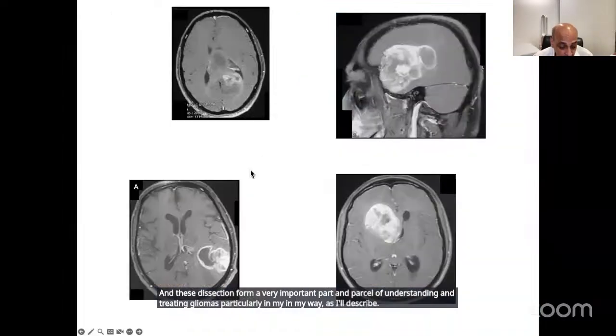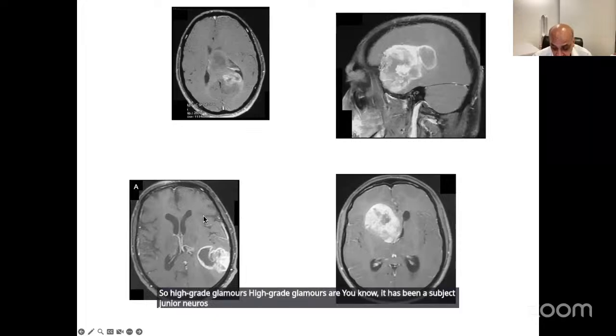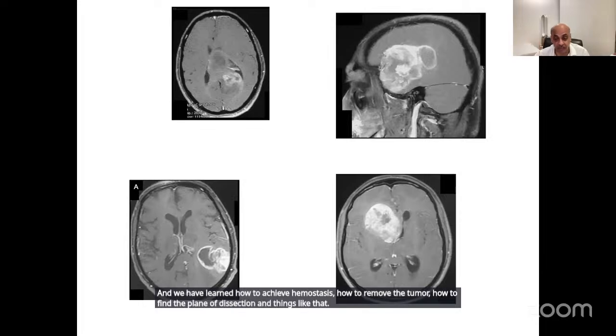High-grade gliomas have been a subject for junior neurosurgeons, for residents and things like that. We have learned how to achieve hemostasis, how to remove the tumor, how to find the plane of dissection and things like that on high-grade gliomas.